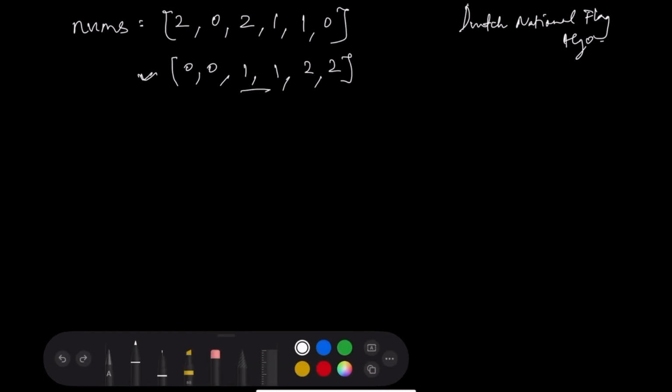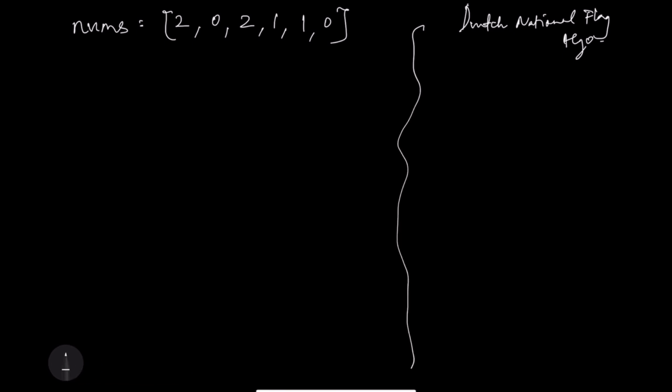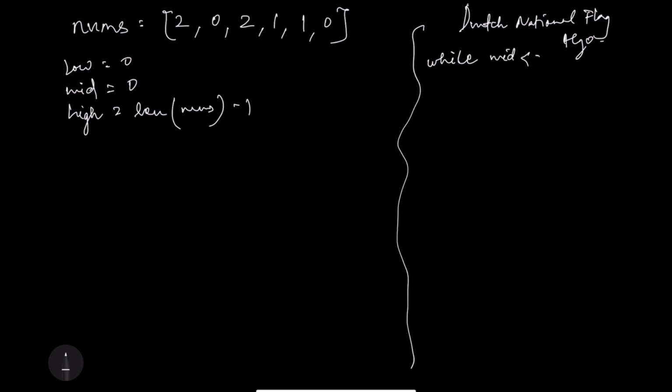Like it will move zeros to the left, it will bring ones to the middle and twos to the right. So if I just remove this and see how the algo is, it will suggest us to take 3 pointers, that is low, mid and high. Our low will begin at 0, our mid will begin at 0, our high will begin at length of nums - 1, that is from the end of the array. We will keep comparing while our mid is smaller than or equal to high.